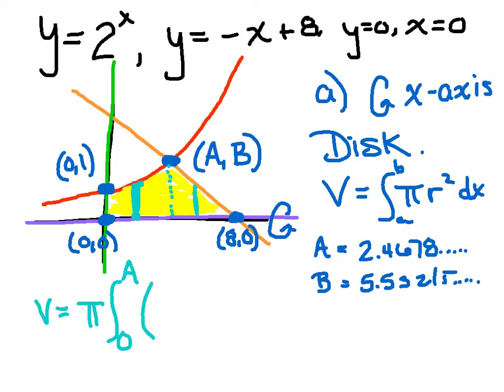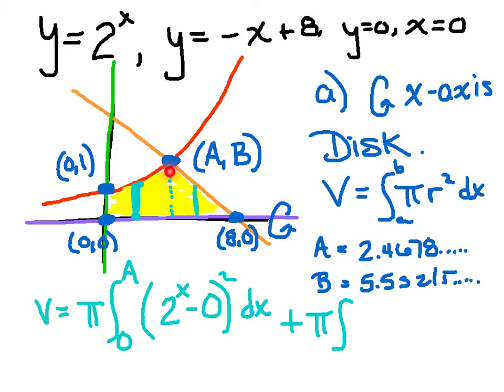Now since it's a disk, it's just upper minus lower. So that's 2 to the x minus 0 squared dx. And I'm going to add on to that another pi integral. This time I'm going to pick this integral up. It's going to start where they meet here at a to 8. And this time my upper minus lower, it's going to be my orange line, so that's negative x plus 8 minus 0 squared dx. And some of us found out last Friday how important those dx's are. Be very careful that you throw those in there.